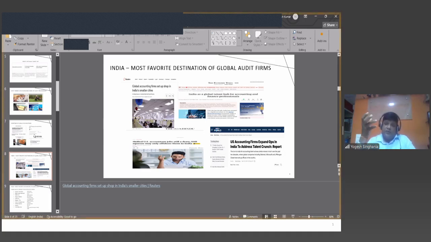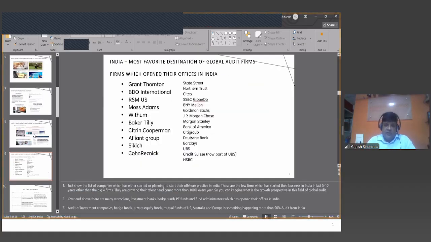So that is giving a lot of opportunity to our CAs in India to escalate their career in the global audit firms. There are also many small firms who are sending work not just to their own centers, but they have tie-ups with local Indian CA firms to send their work and get it done from India. So this is the list, and this is not an exclusive list, but I know through my common network and friends that these are the firms which have started their operations in India recently, in the last 5 to 10 years.